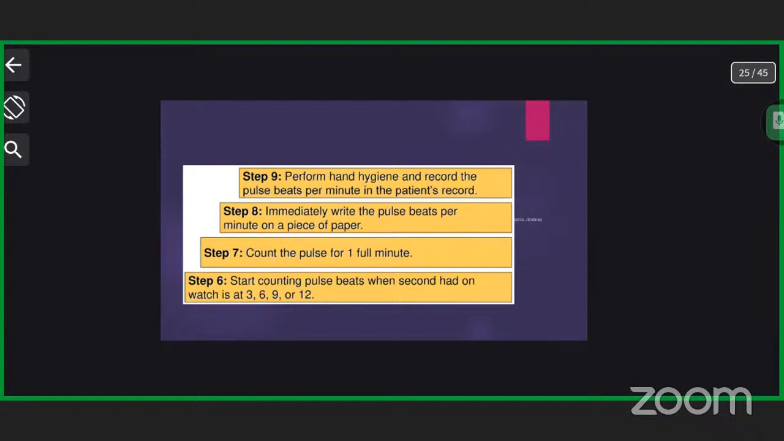Okay. Step 9, perform hand hygiene and record the pulse in beats per minute. Please, I'm sorry. Step 8, immediately write the pulse beats per minute on a piece of paper. Step 7, count the pulse for 1 full minute. And step 6, start counting pulse beats when the seconds hand on the watch is at 3, 6, 9, or 12.